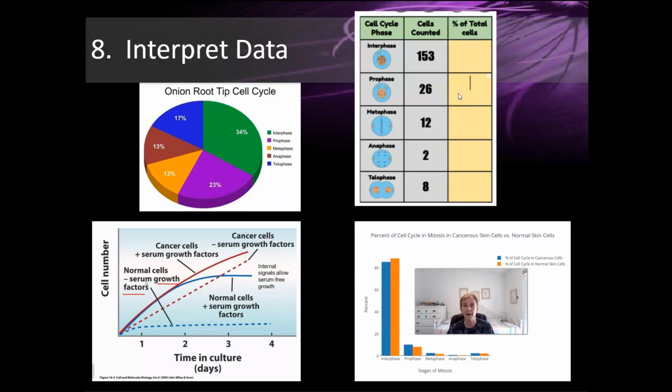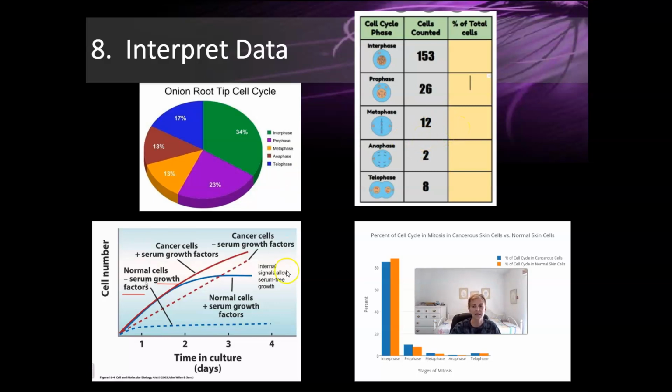If you were calculating the amount of time, remember if you were given an amount of time that the cell spends in the whole cycle. So maybe it's a 24-hour cycle. So if we were calculating the amount of time metaphase spent, we'd say 12 divided by the total, 201. So 12 divided by 201 times the amount of time. So basically you're taking the percent and multiplying it by the amount the whole cell cycle takes. So 12 divided by 201 times 24.